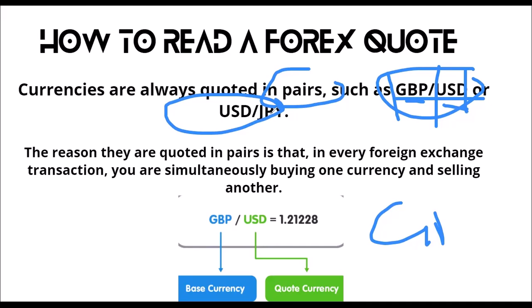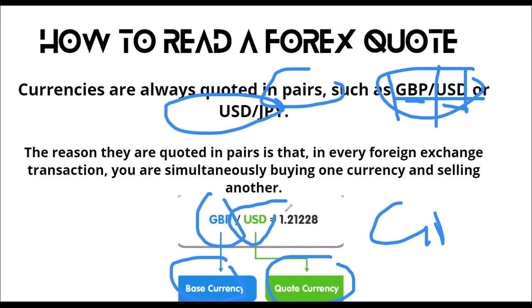So if you are buying one currency, let's say, for example, you are buying the South African rand, and you have the US dollar. When you are buying the South African rand, you are selling the US dollar. So that's why we have pairs. These pairs represent what we call a base currency and a quote currency. The base currency is the first one, and the quote currency is the second one.